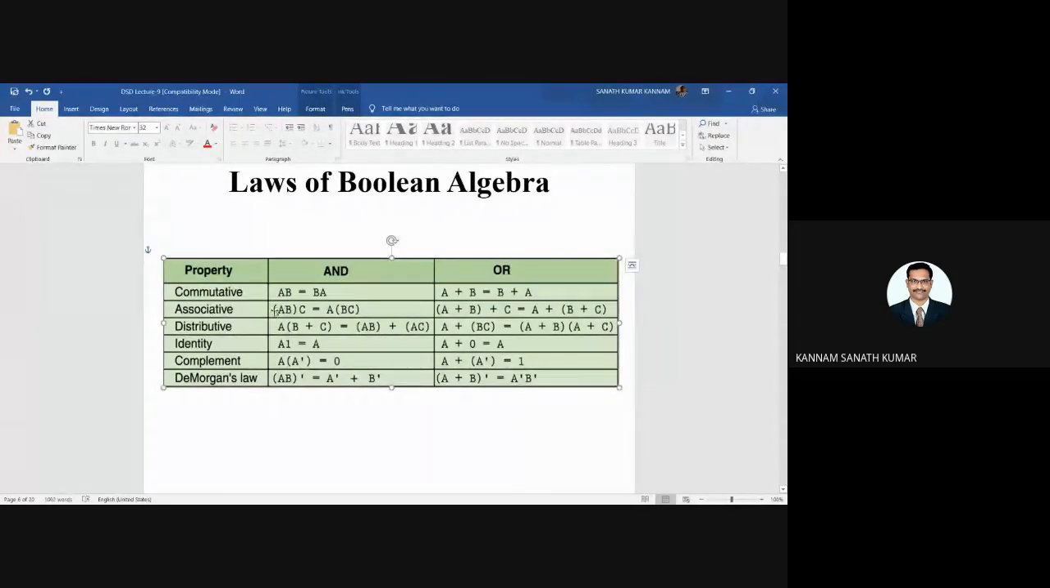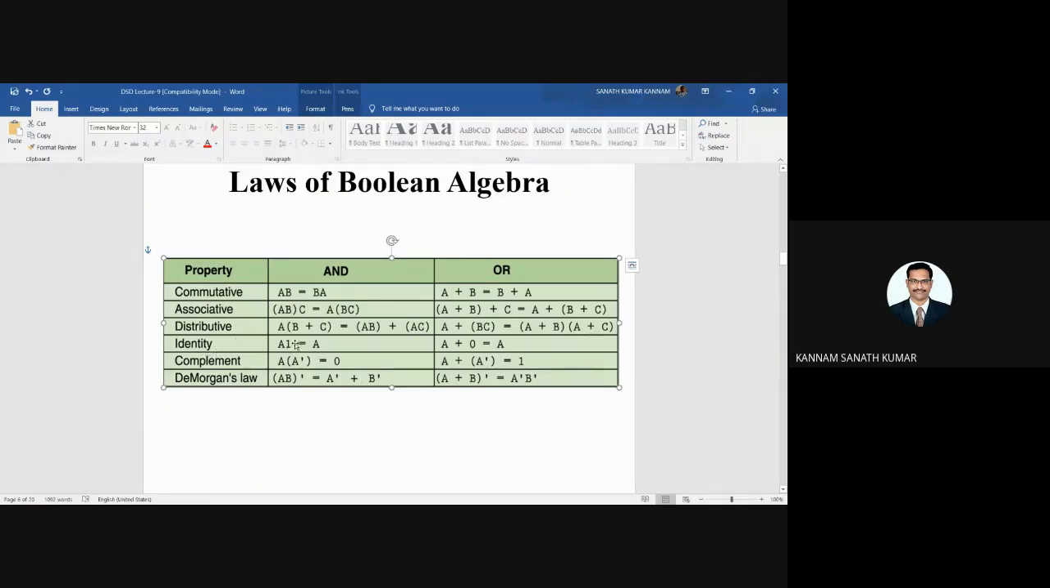And associative, AB into C equal to A into BC. You need to remember these laws in order to simplify the Boolean expressions. So A plus B plus C equal to A plus B plus C. This is associative. And distributive, you see, A into B plus C equal to AB plus AC. And for OR, A plus BC equal to A plus B into A plus C.